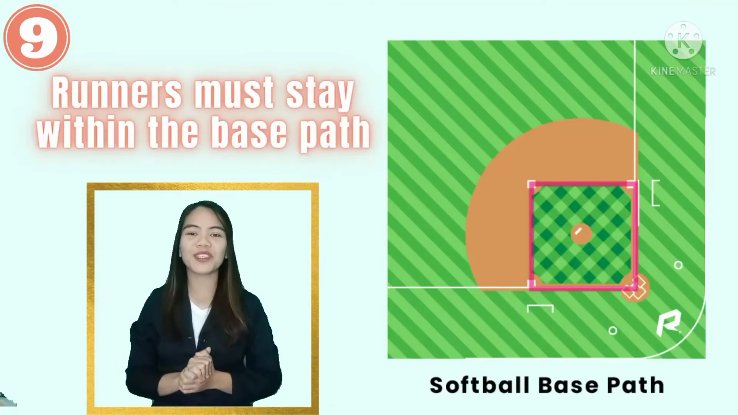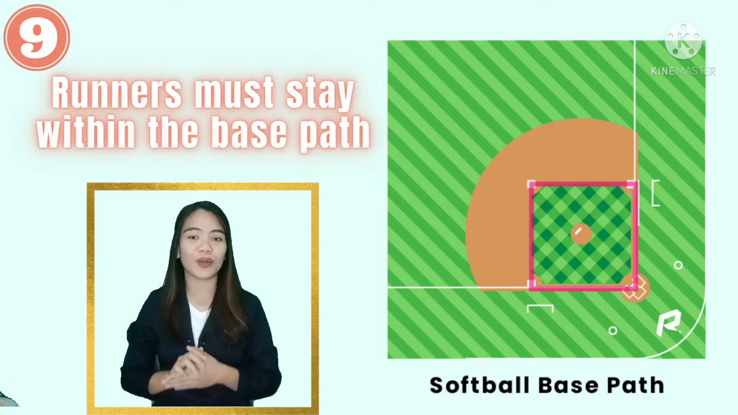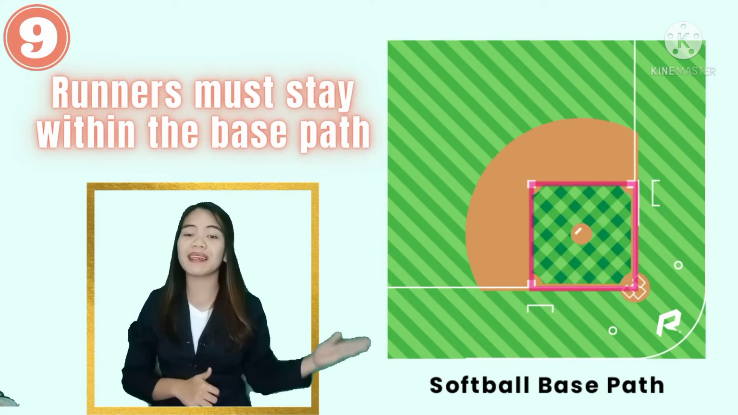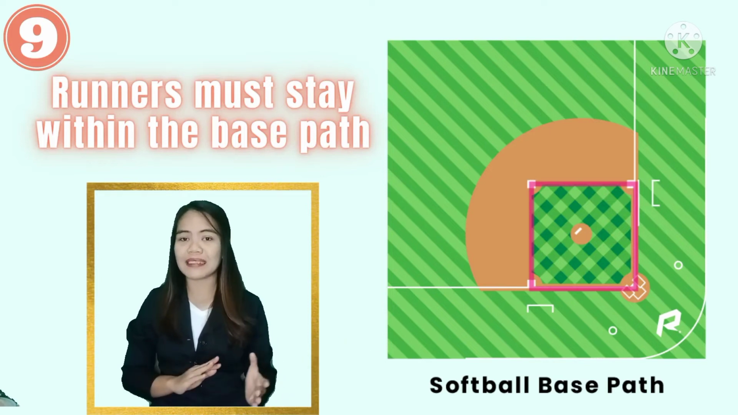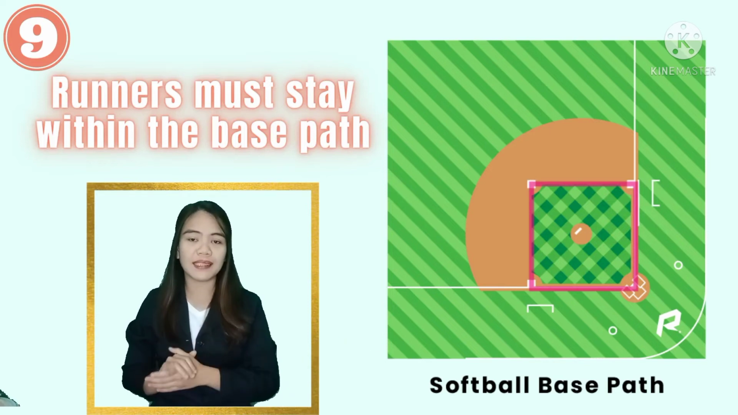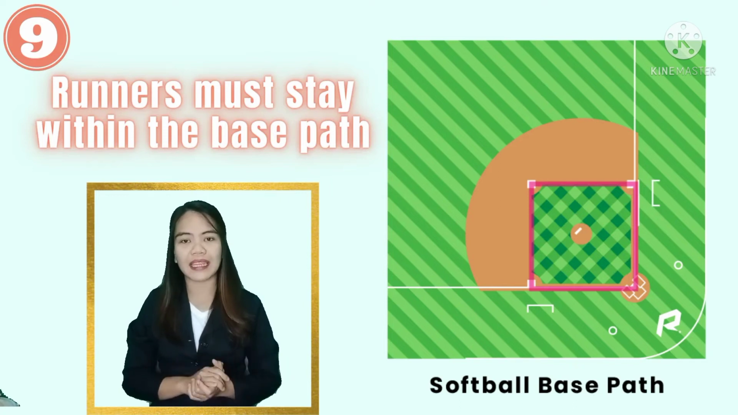So now, let's proceed to our number 9 rule. Runners must stay within the base path. While advancing around all 4 bases, runners must stay within the designated base path or they will be called out. Between each base, an imaginary straight line is drawn and runners are allowed to run up to 3 feet on either side of the line.